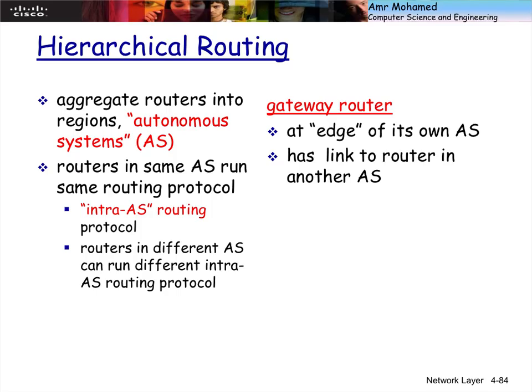So there is again the concept of autonomous system. We know that the autonomous system is a group of routers in an infrastructure which is controlled by one single authority, one owner. Okay? Routers in the same autonomous system run the same routing protocol. We call it intra-autonomous system routing. Intra means within the autonomous system.